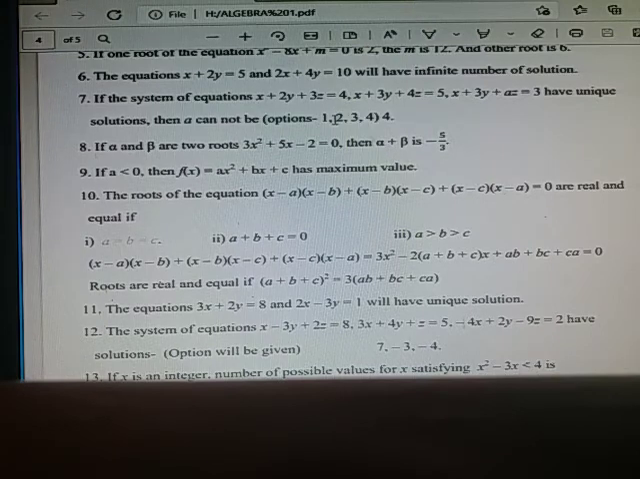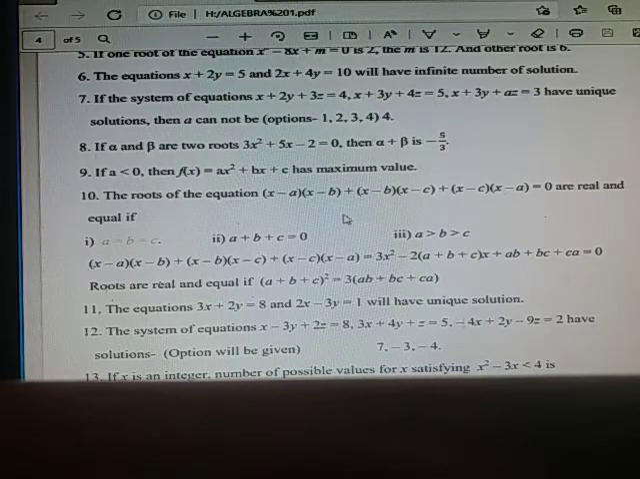So the choice options were 1, 2, 3, 4. So your answer will be 4. Alpha and beta are the 2 roots. Then alpha plus beta is minus 5 by 2. These are simple. Is less. This is the maximum value. Inverted parabola. We have explained it. The roots of a quadratic equation.